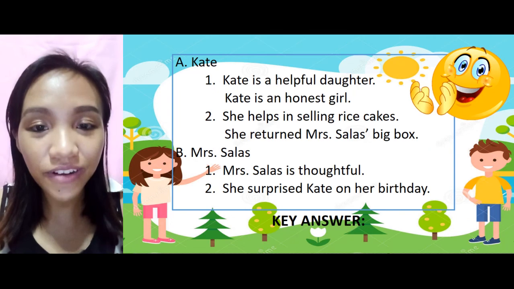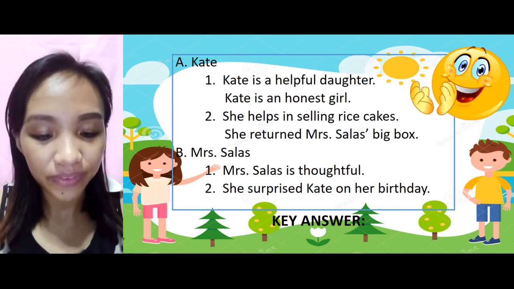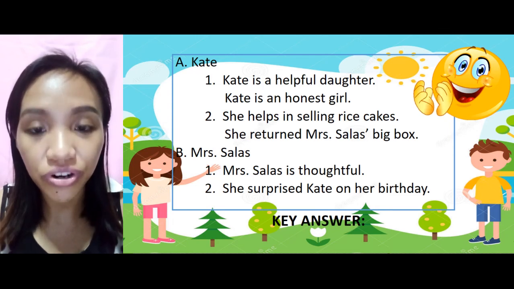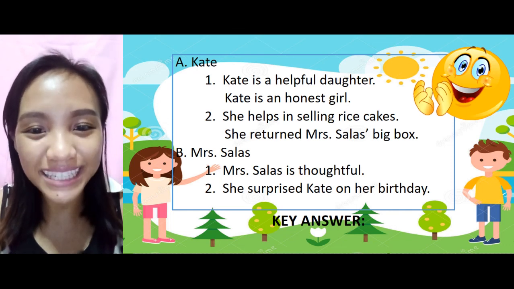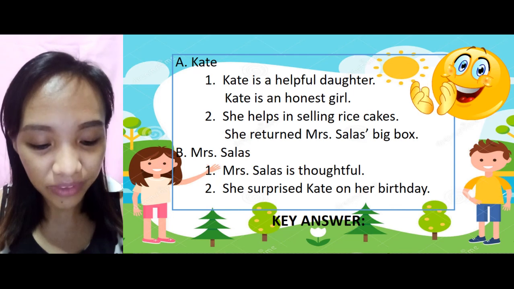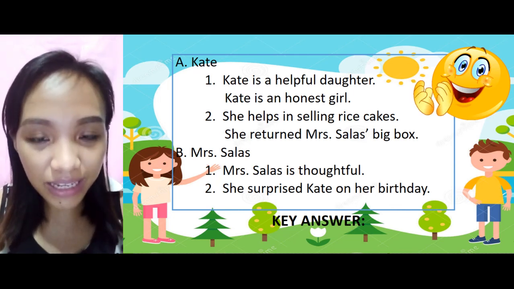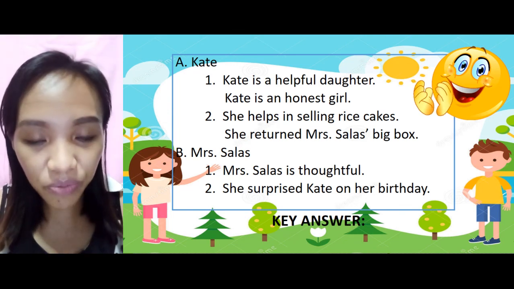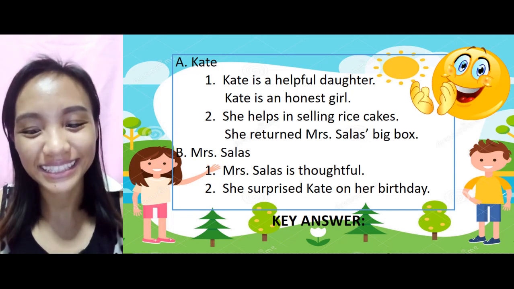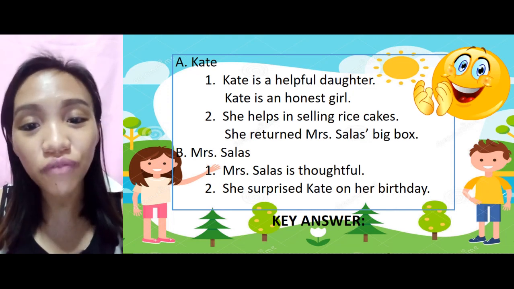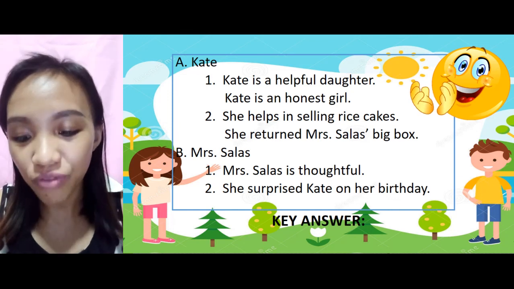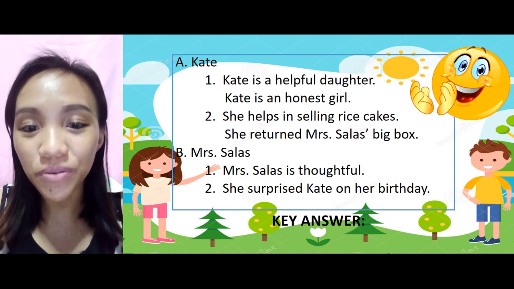For Kate, here is an example answer. Kate is a helpful daughter to her mother. She helped in selling rice cakes. We can also say, Kate is an honest girl. She returned Mrs. Salas' big box. For Mrs. Salas, we can say, Mrs. Salas is thoughtful. She surprised Kate on her birthday. Do we have the same answers? Well, great job for those who got the correct answers. And those who did not, well, keep doing your best.